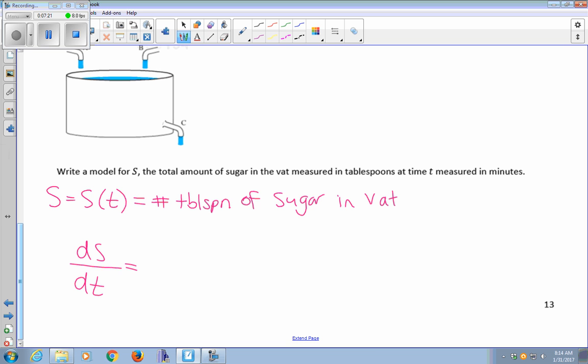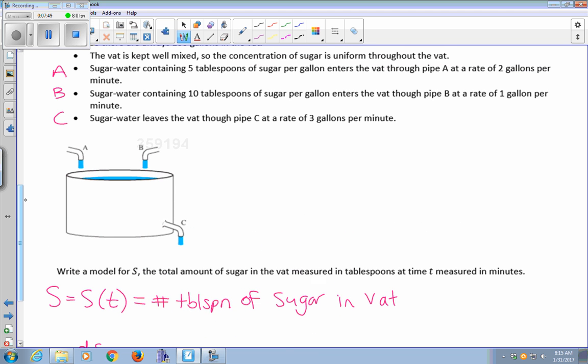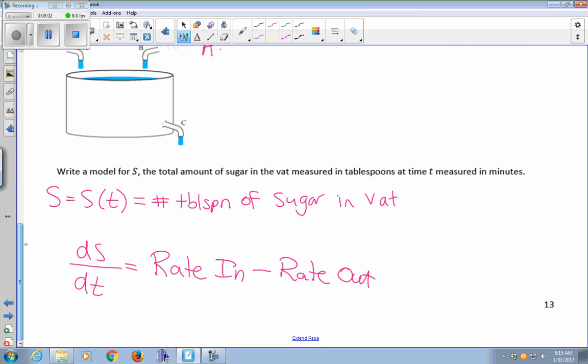Okay. So the amount of sugar is changing in that vat. Sugar is flowing in through pipes A and B, and it's flowing out through valve C. So my total change is the rate in minus the rate out. So now I'm going to go back to the description of how fast it's flowing in, how fast is it flowing out. Okay, so sugar water containing 5 tablespoons of sugar per gallon enters the vat through pipe A at 2 gallons per minute.